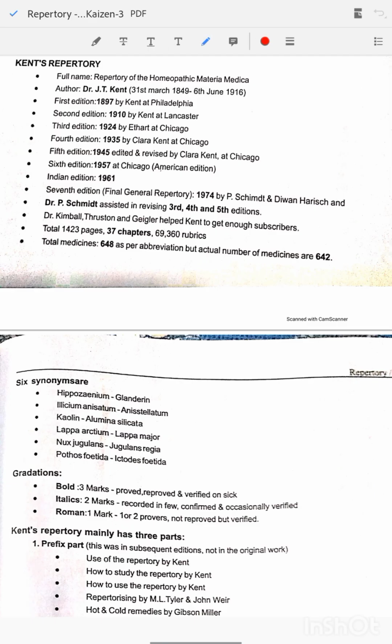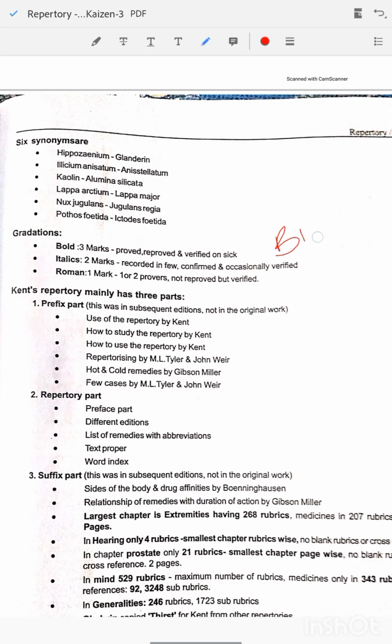Let us also take a look from different texts, some points that have been left. Kent Repertory full name was Repertory of the Homoeopathic Materia Medica. We had already studied that. J.T. Kent sir was born on 31st March 1849 and his death was on 6 June 1916. First edition 1897, Philadelphia. India first edition 1961. Pierre Schmidt helped in the 3rd, 4th and 5th editions. Doctor Kimmel, Thurston and Glickauf helped Kent through getting enough subscribers. There were 648 medicines, but actually 6 were synonyms, so then there were 642 medicines. These were 6 synonym medicines. We had discussed gradation, BIR, and this criteria is based on proving, reproving and clinically verified.